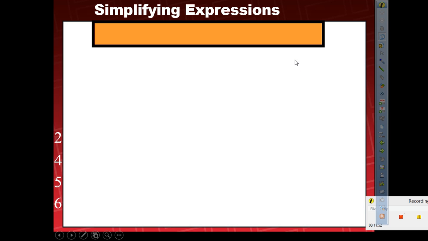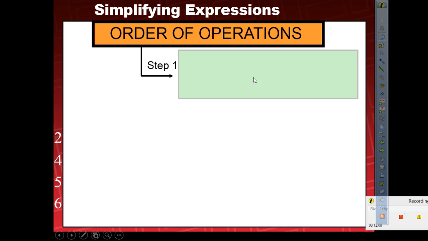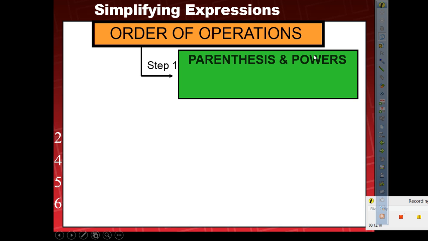Taking you back in time, your instructor presented order of operations as PEMDAS. Here we're going to look at it in regards to parentheses and powers. Another name for those is group symbols. So some teachers present it as GP or GE, and then the order of operations that follows.